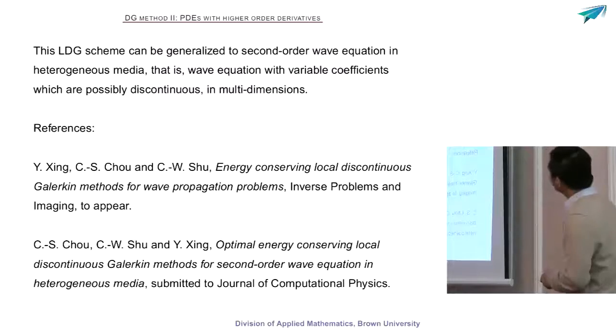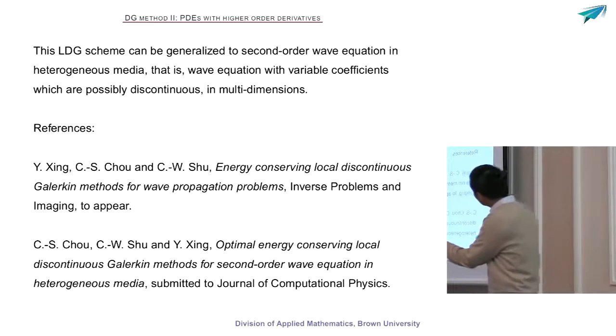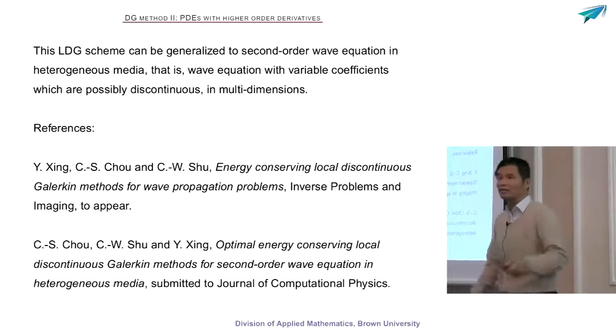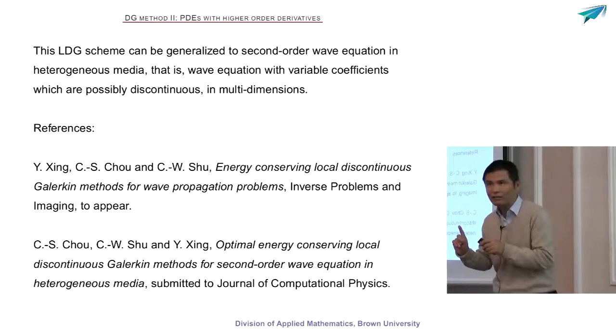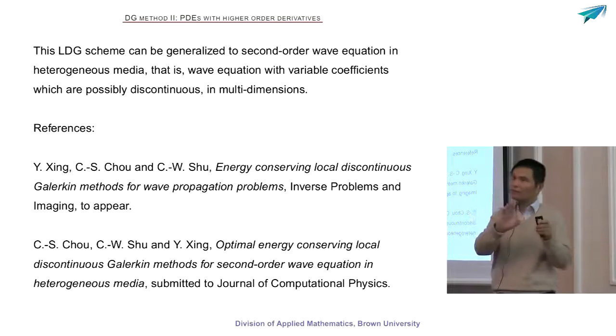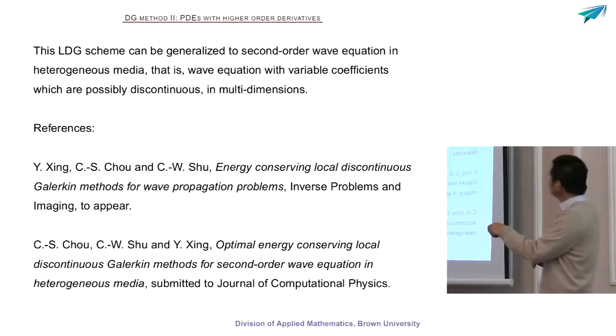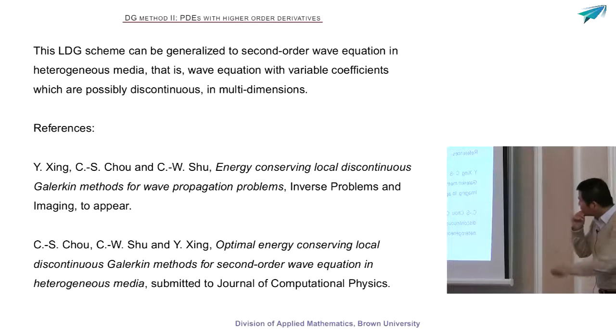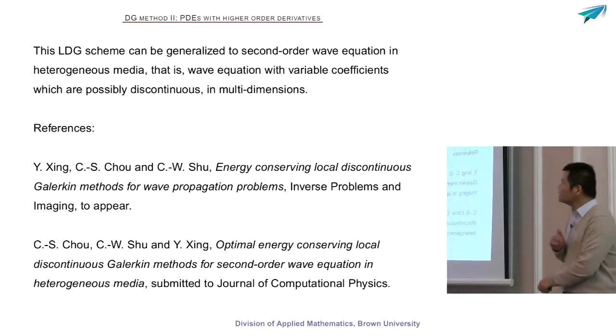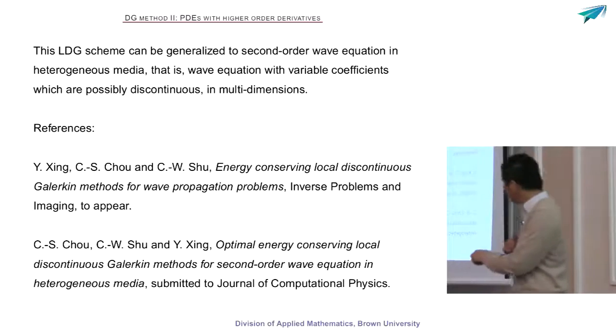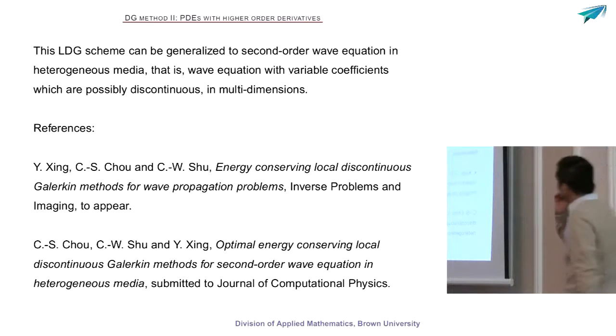Okay, so this can be generalized to second order wave equations in heterogeneous media. That is, the coefficient doesn't have to be constant. It can depend on X, it can be discontinuous. The solution has no shocks. Then you can have variable coefficient. You can have multi-dimensions. So these are the two papers. This is basically 1D setting out the method and giving the proof, and this is the multi-D with also variable coefficients and so on.